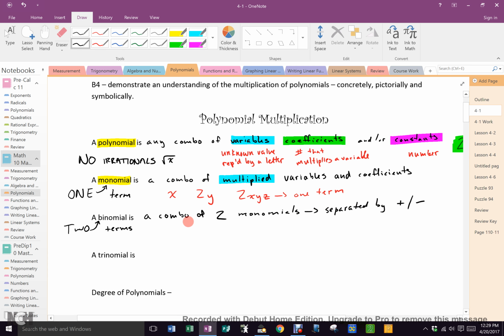Oops, I want to do the examples in red. x plus 3. Binomial. A single monomial, x, and another monomial, a constant, separated by plus or minus. Got it? 3y squared minus 2x. Binomial. That's all multiply, that's all multiply, and there's a plus or a minus between them. Everyone good?